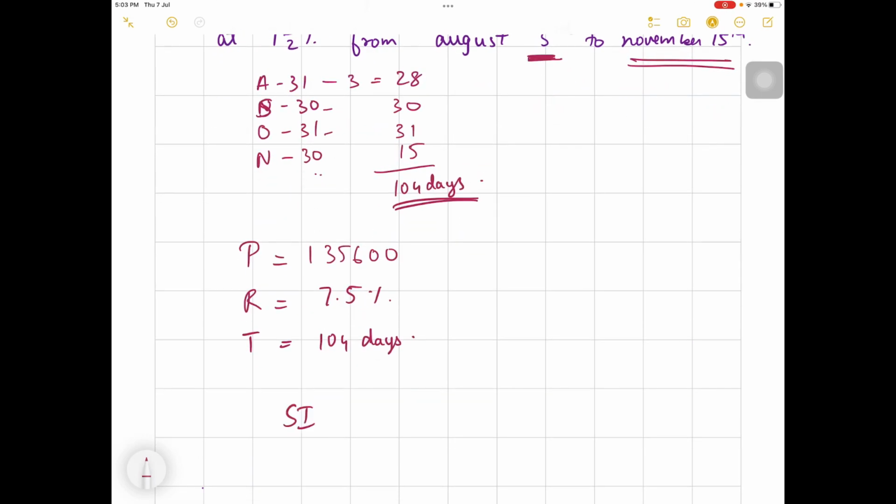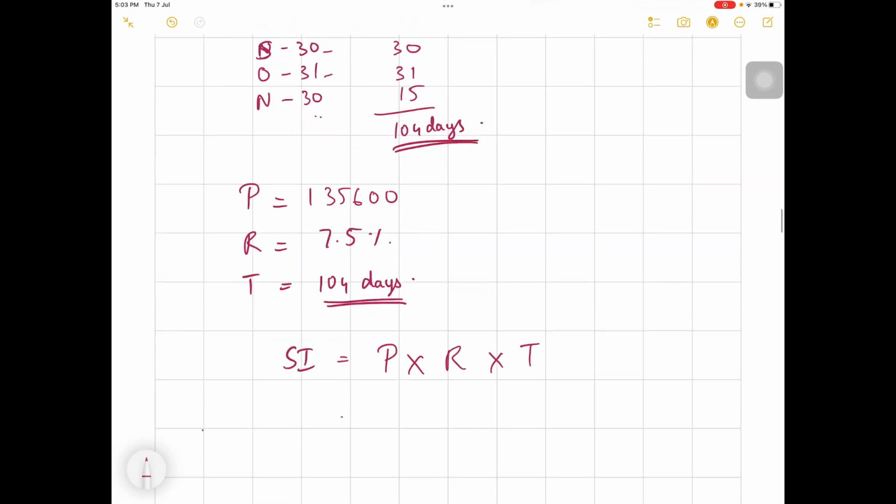Okay, so simple interest, because it is in days, simple interest is equal to P into R into T, same formula. P is principal, which is 1,35,600. R is 7.5%, so 7.5 divided by 100, and T is 104 days, so 104 divided by 365.